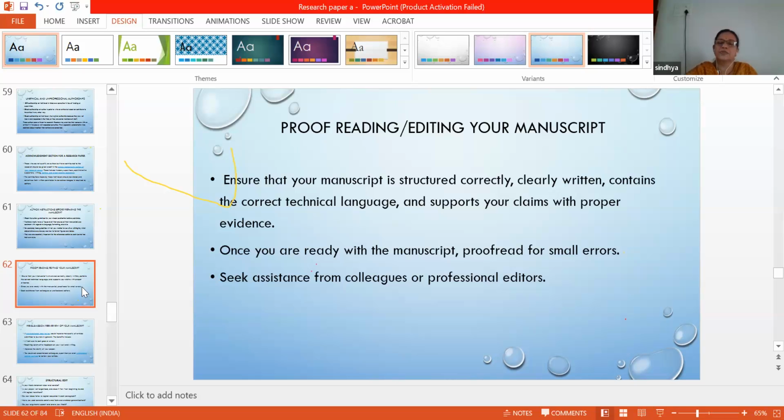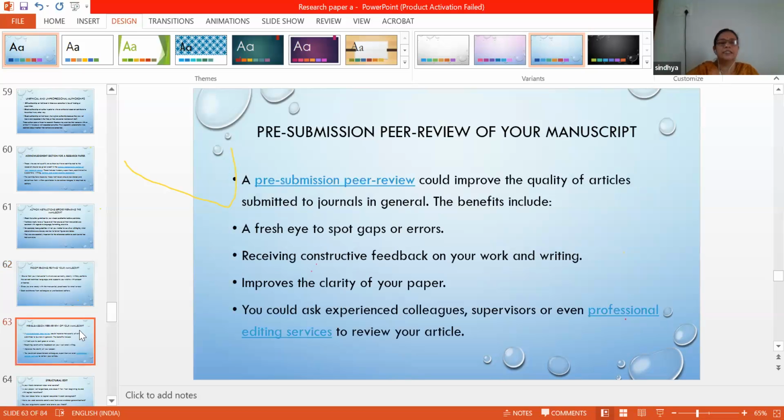So seek assistance from colleagues or professional editors. Many persons may help you to read, because once we read it ourselves, every time we may not notice the mistakes or faults of the paper we have prepared. So try to have others read your paper at least once, so that it can be a higher quality one. So proofreading is essential, and so is pre-submission peer review of your manuscript.